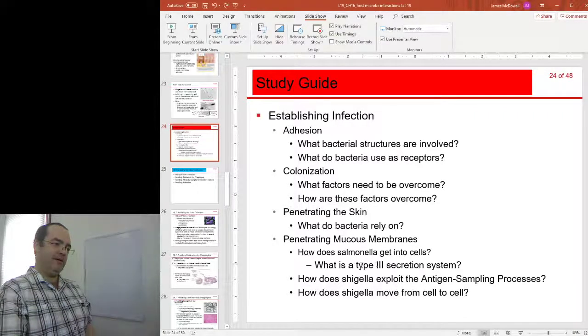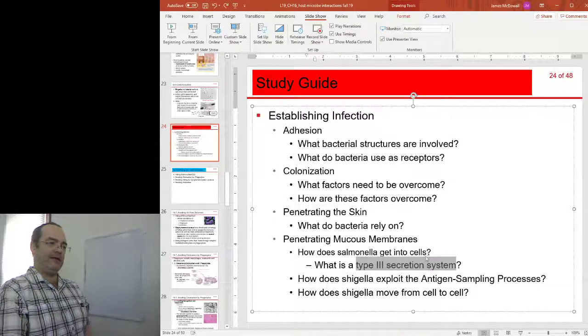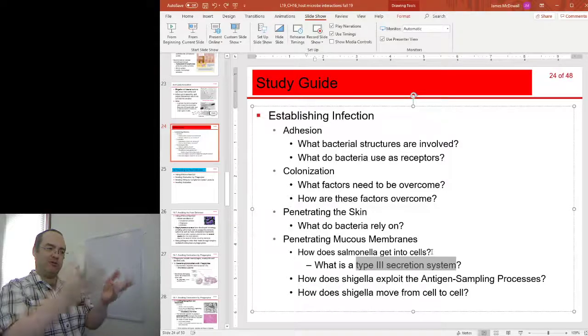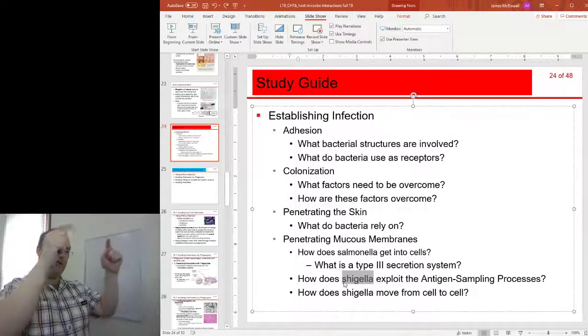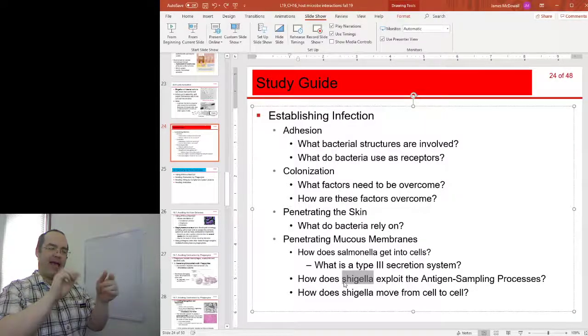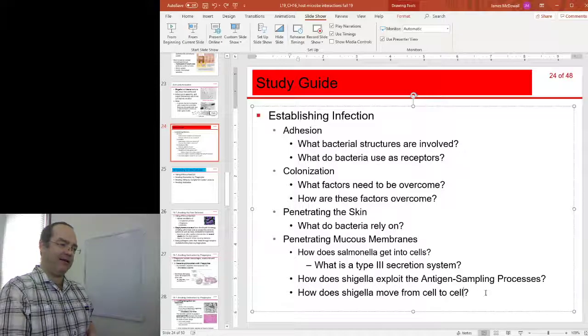So Salmonella, that is the one with the type 3 secretion system. That's the one that injects the protein and causes the ruffling. Shigella, that's the one that wants to be taken up, and then it can move from cell to cell using the actin process.